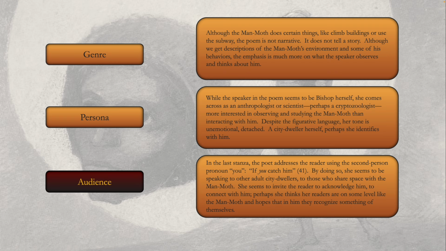And finally, in the last stanza of the poem, a very unique last stanza, the poet addresses the reader directly, for the first time, actually, in the poem, using the second person pronoun you, if you catch him. That's in line 41. By doing so, she seems to be speaking to other adult city dwellers, to those who share space with the man moth. I mean, those are the only people who would be able to catch him. She seems to invite the reader to acknowledge him, to connect with him in some way. In the last stanza, perhaps she thinks that her readers are on some level like the man moth and hopes that in him they recognize something of themselves.